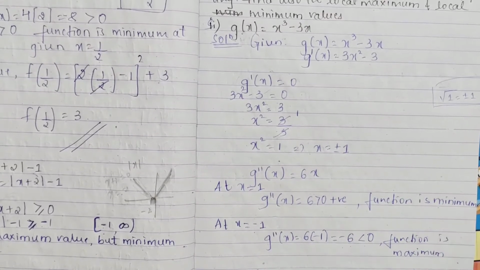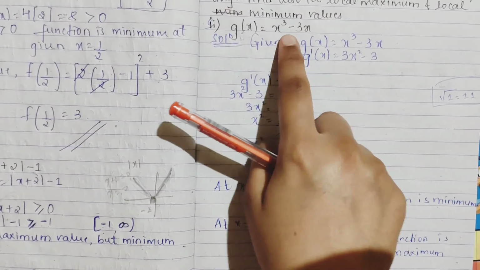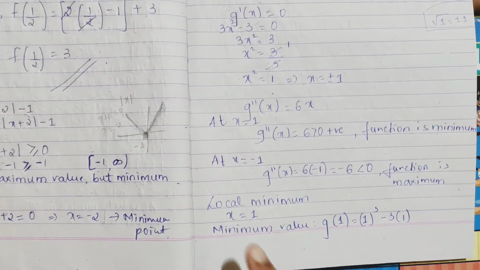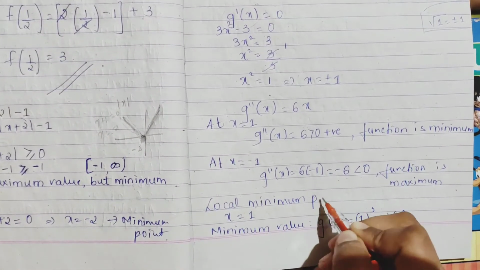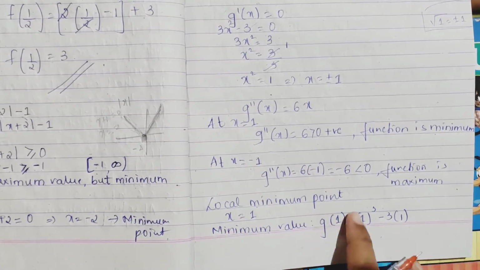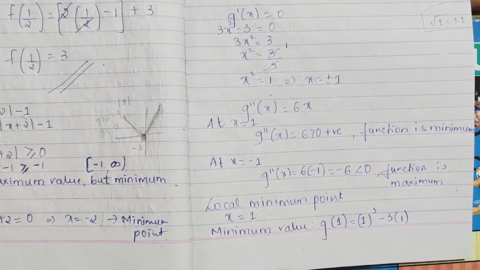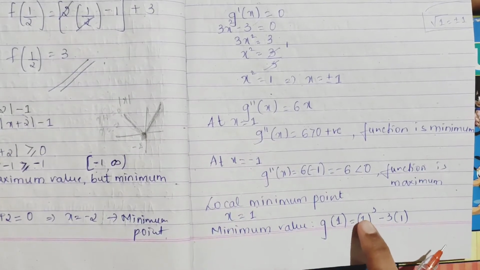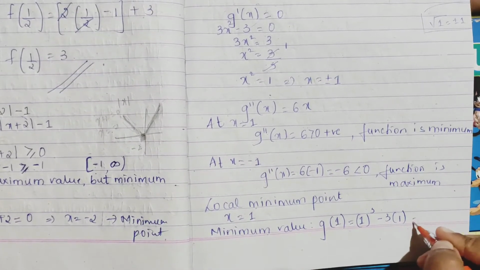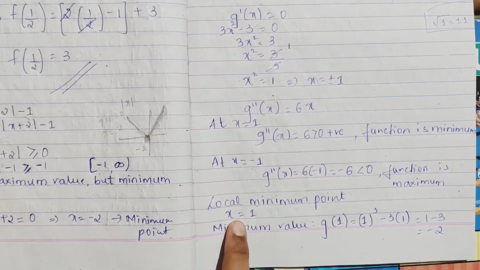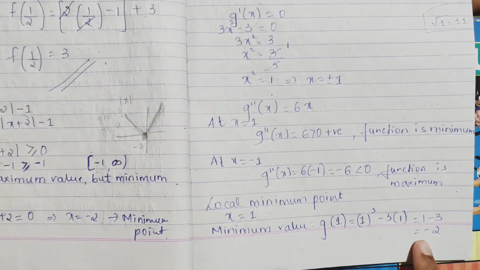You have to find the value also. Value means you have got here x but not y. You have to put the point in this g of x and find it. Local minimum point, first at x is equal to 1. For the minimum value, you have to find g of x, not g dash or g double dash. G of x is what? X cube minus 3x. So in place of x we are putting 1 cube minus 3 into 1. So 1 cube is 1 minus 3, you are getting minus 2. When the point is 1, your local minimum value is minus 2.